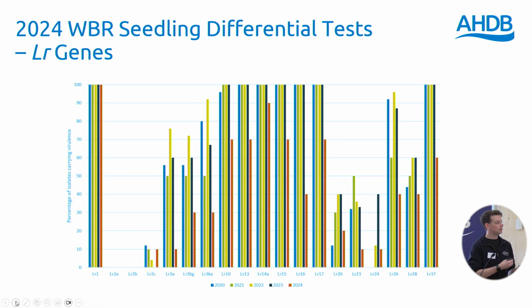So similar to the yellow rust slides, these are some graphs just showing you the changes over the past 5 years. So this is for the leaf rust genes, and now leaf rusts fluctuate just like the additional cultivars. The leaf rust genes do fluctuate year on year. We didn't detect any isolates with virulence for LR2A or 2B, which is great because that matches previous years.